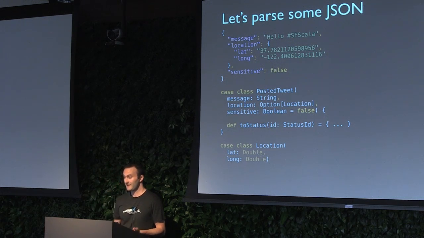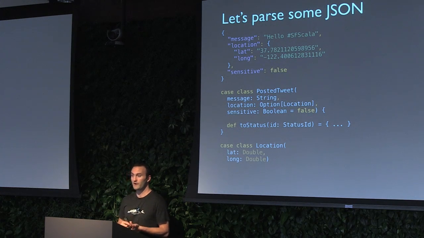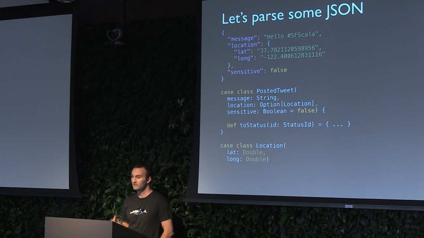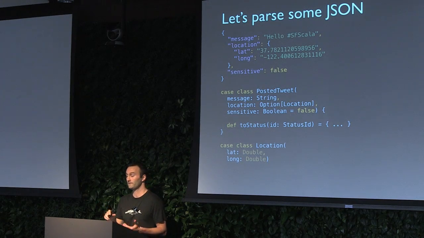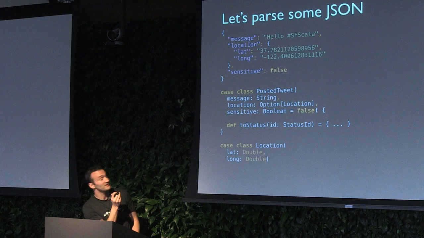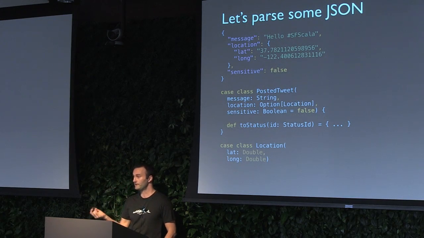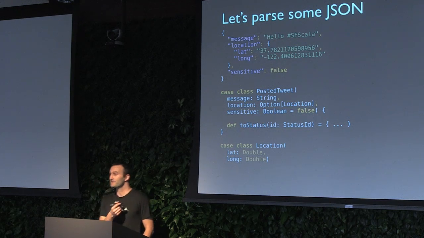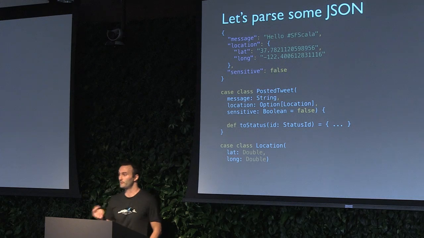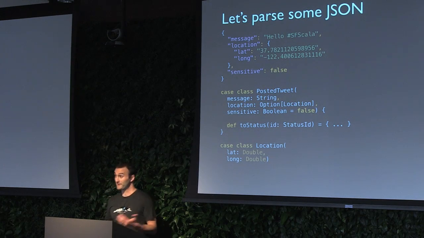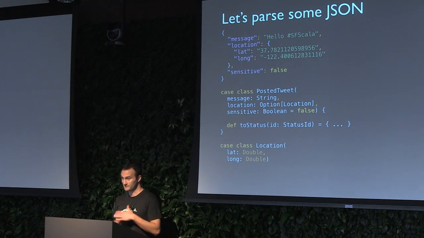Also worth mentioning is that since we now support required versus optional fields, if message is not included, since it's not an option, that is a validation error, where Jackson normally would return a null in that field. If you do have an optional field, let's say location is omitted in the JSON, a none value will end up in your case class. And then for the sensitive field, if that's not in your JSON, the default value of false will be used. Also worth noting, Finatra comes with a default Jackson configuration, but this is completely customizable.